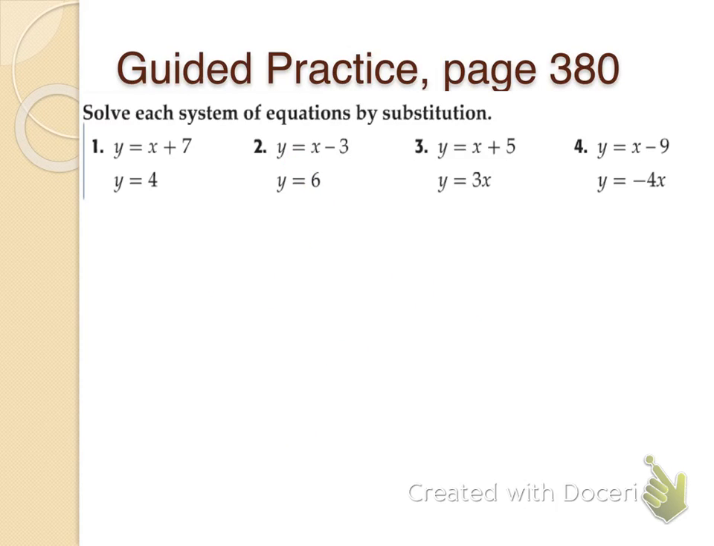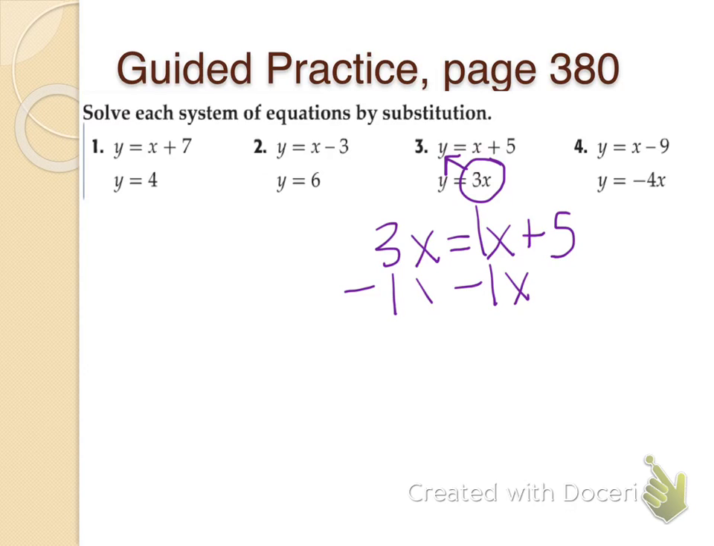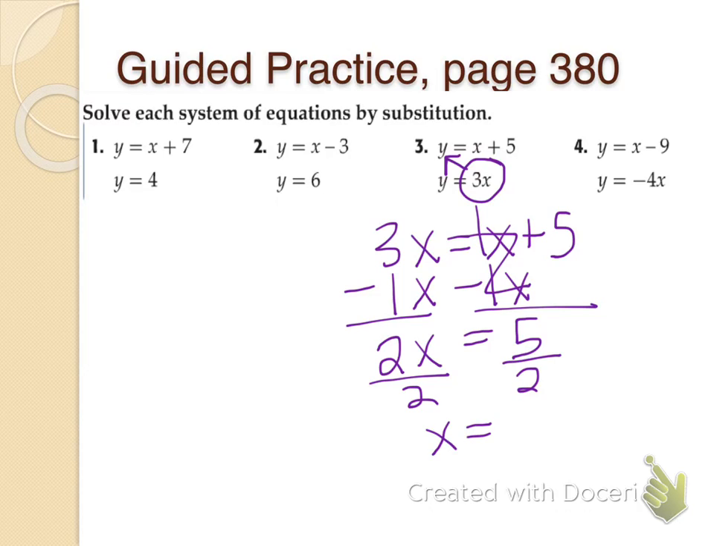Third problem. I know y is 3x, so I'm going to plug 3x in for y. 3x equals x plus 5. Now, I want to get all my x's on the same side, so I'm going to subtract 1x. All right, when I do that, 2x equals 5. Dividing by 2, I get x equals 2.5.